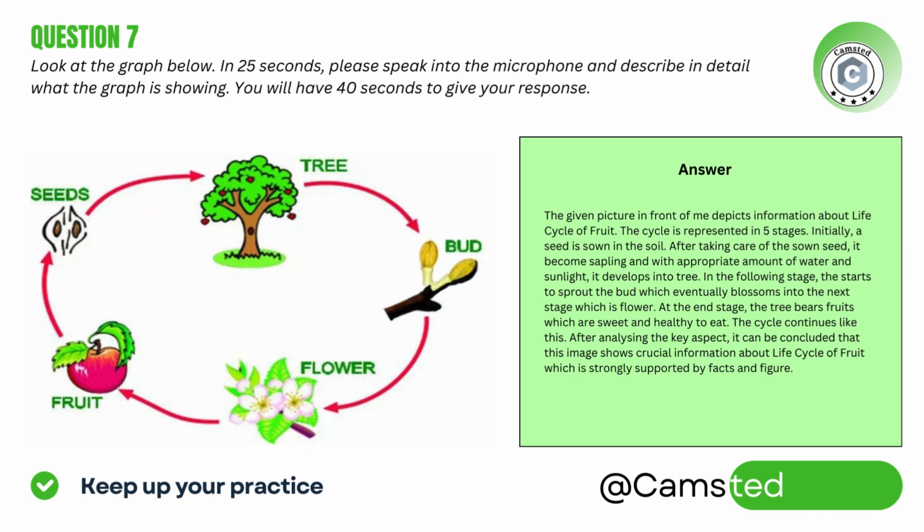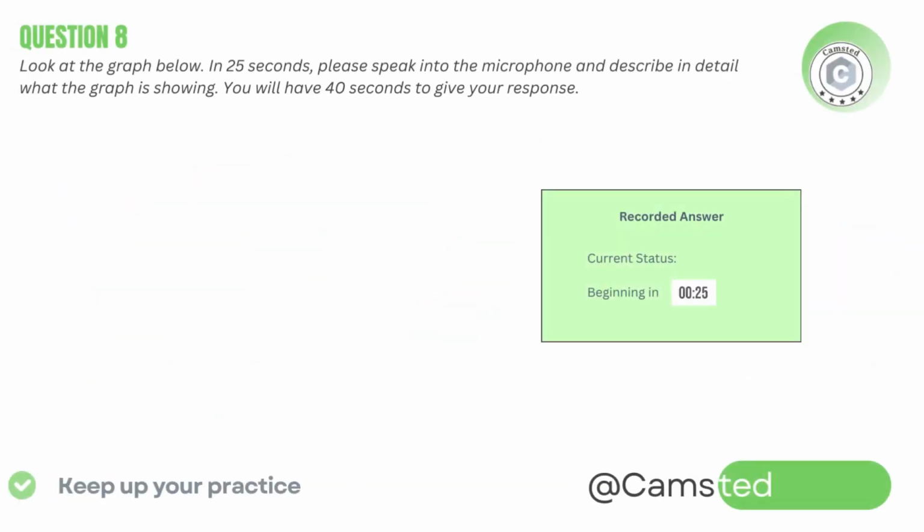into tree. In the following stage, the tree starts to sprout the bud, which eventually blossoms into the next stage, which is flower. At the end stage, the tree bears fruits which are sweet and healthy to eat. The cycle continues like this. After analyzing the key aspect, it can be concluded that this image shows crucial information about life cycle of fruit, which is strongly supported by facts and figure.